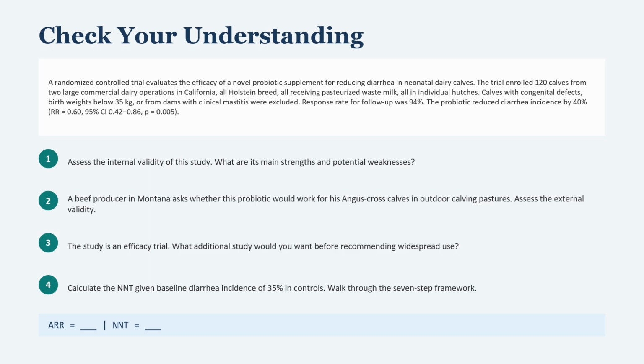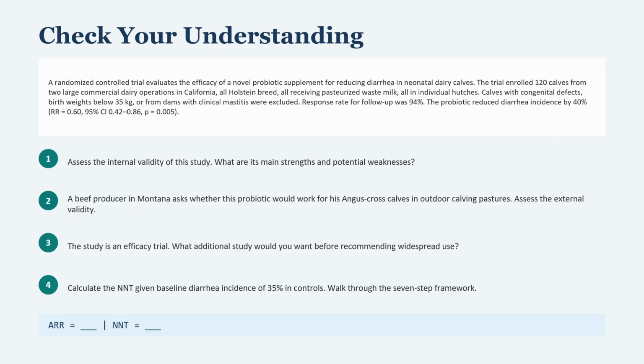Exclusion criteria removed high-risk calves, low birth weight, dam mastitis. These are calves most likely to benefit from or be harmed by the intervention. Whether blinding was achieved is not stated. If calf managers knew which calves received the probiotic, observer bias in fecal score assessment is possible. Overall, reasonably strong internal validity for an RCT with key question marks around blinding and farm-level randomization.